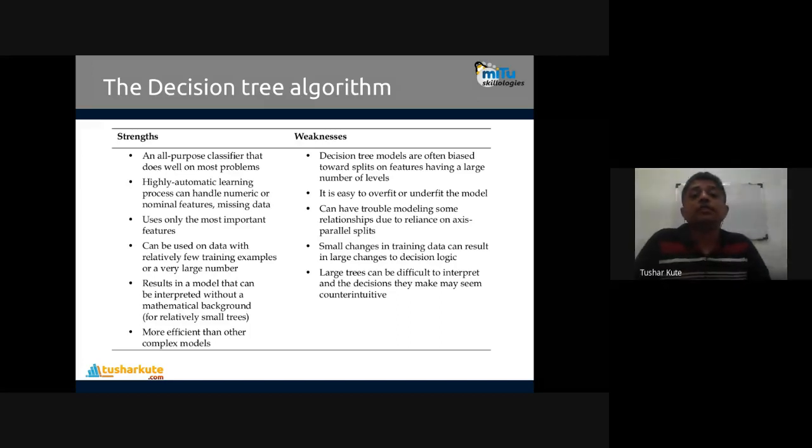Now, the resulting model can be interpreted without a mathematical background for relatively small trees. Complicated mathematics-based models are not present in decision tree. Equations are present, but not complicated. Some easy equations are there, and with the help of these equations we can find solutions to different kinds of problems. And it is more efficient than other complex models. Remember, more efficient than other complex models.